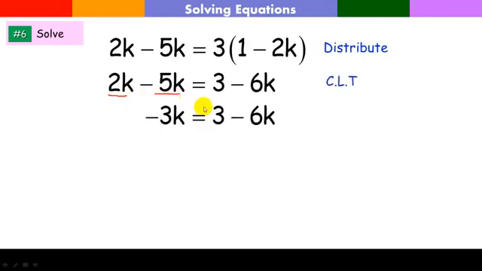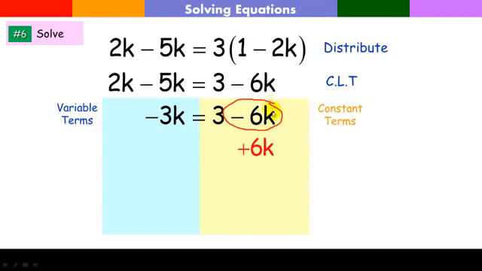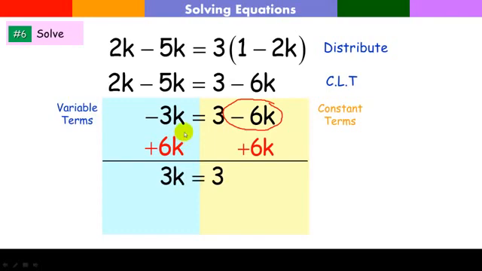Now I'm to where I want to make some decisions. And now I look at my coefficients and I notice which one is larger, -3 or -6. Well, actually, -3 is larger. So I want to put my variable terms on the left side and my constants on the right. So this is a variable term, okay here. I have to get rid of this guy. So I'm going to add 6k to this side, but I'm going to add it to this side as well. And 3k equals 3. Divide both sides by 3. K equals 1.